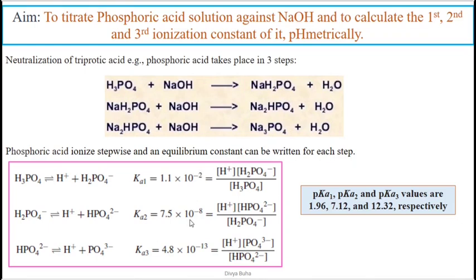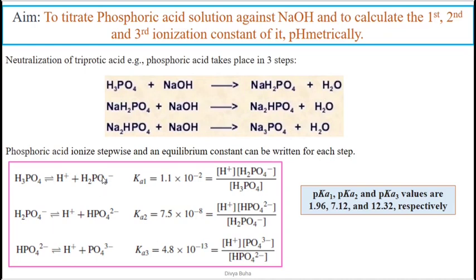Now over here, if you observe properly, you can see that as the neutralization increases, the equilibrium constant value, or you can say the ionization constant value, decreases. Initially for the first step it is 10 raised to minus 2, then it is 10 raised to minus 8, and in the last step it is 10 raised to minus 13. So with the neutralization, the ionization constant value progressively decreases. This is because there would be an increase in the negative charge, and that makes dissociation of the next proton more difficult.